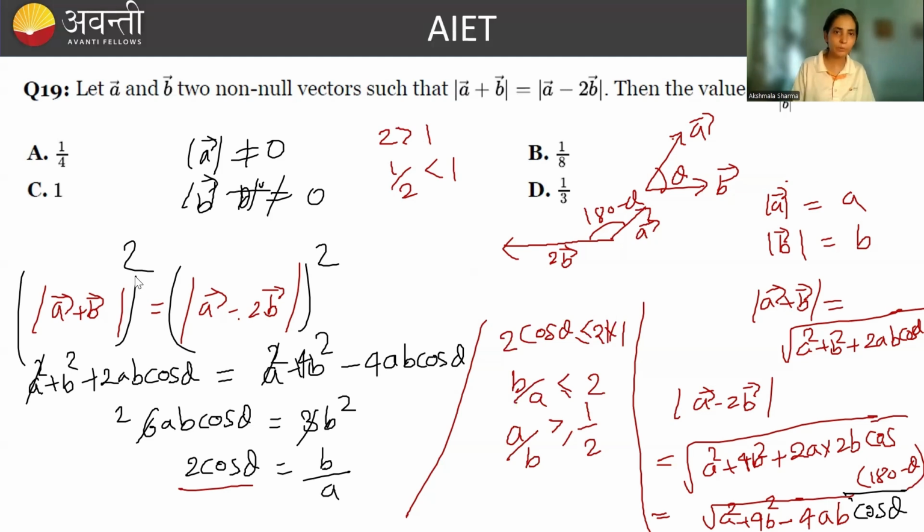So here 1 by 2 is not in the options. 1 by 4 is less than 1 by 2. 1 by 8 is less than. 1 by 3 is also less than. Only 1 is greater than 1 by 2. So C will be the correct answer. Okay?